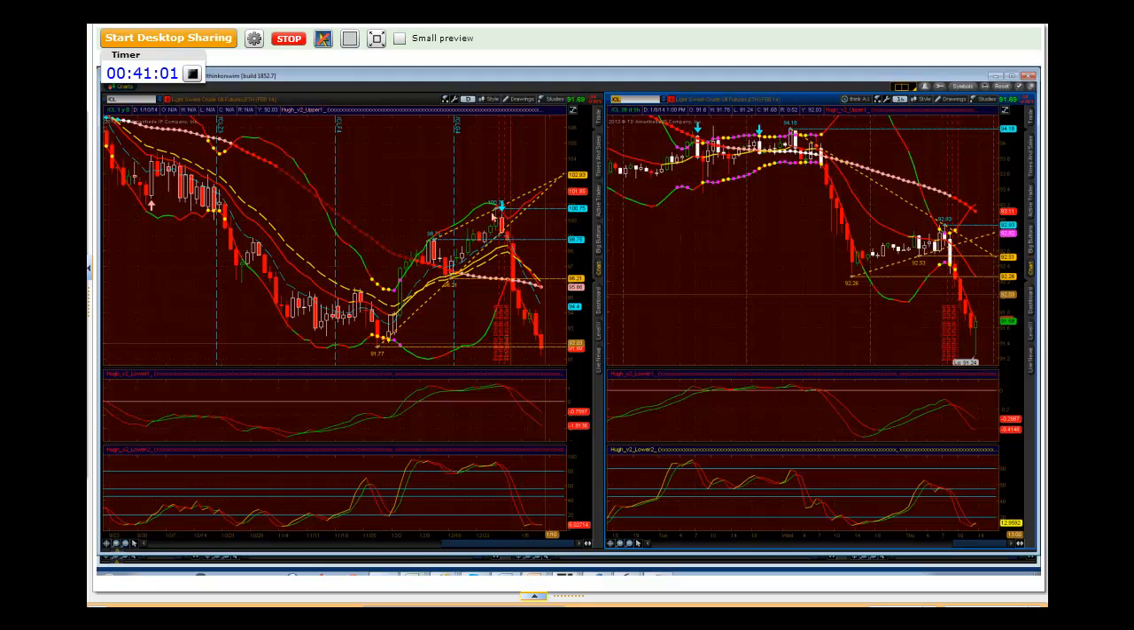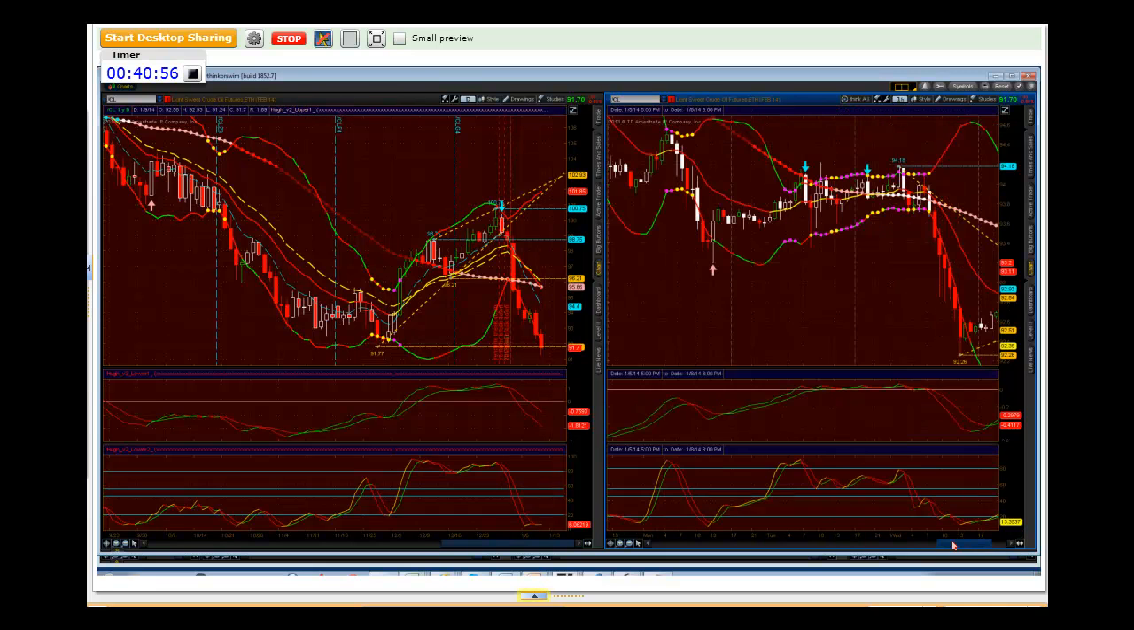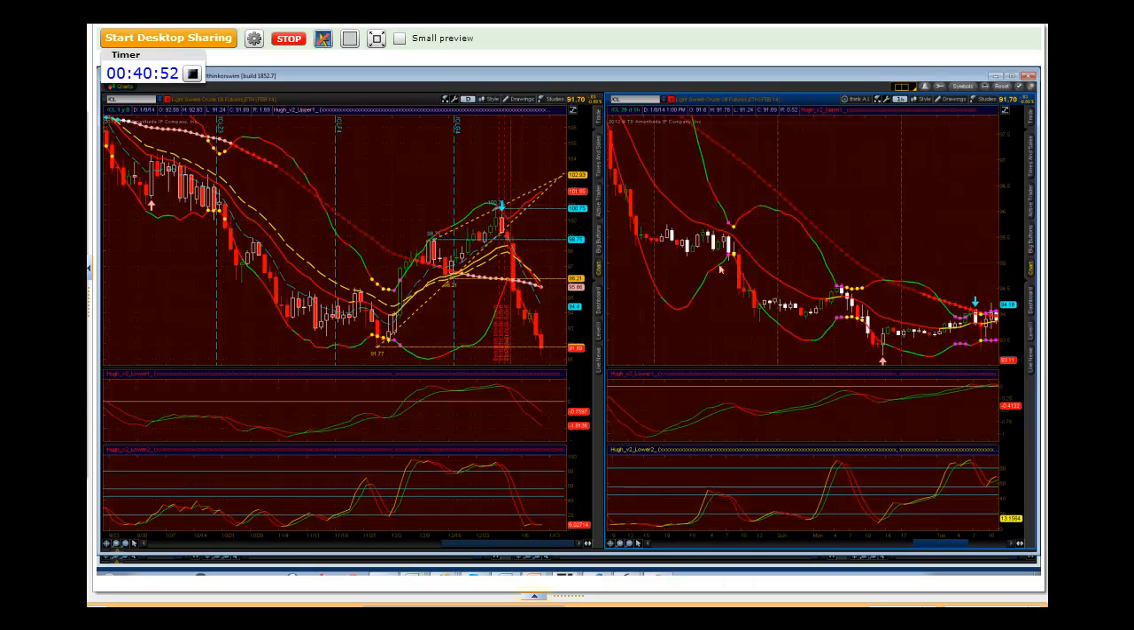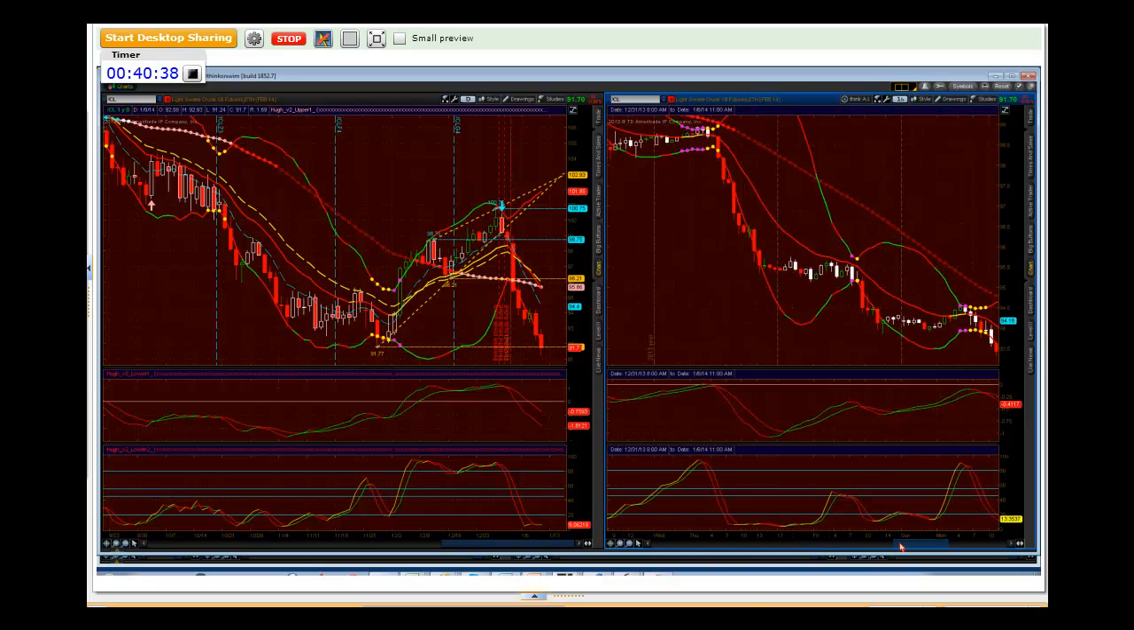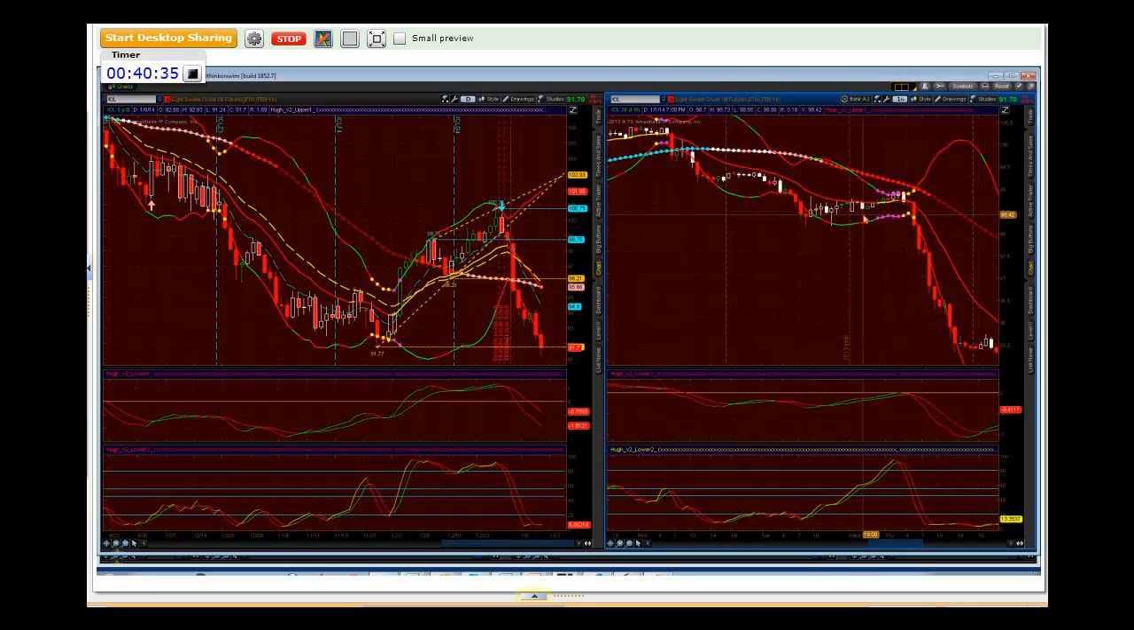So that's crude. Now, let me back up here to the 2nd and see if we had any kind of squeeze on that as well. Yeah, there's the 2nd right here when it broke down. See this right here? This is the 2nd. See the break? Here's your engulfing candle here.